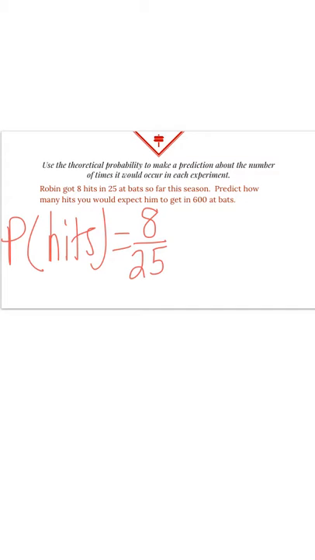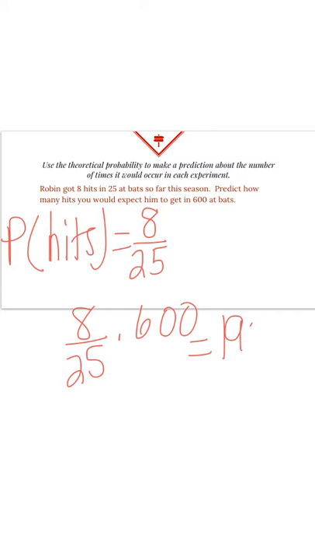Now, we want to look at 600 at-bats. So we would multiply 8/25 times 600 to get how many of those 600 times there should be a hit. So 8/25 times 600 is 192 hits that Robin should get.